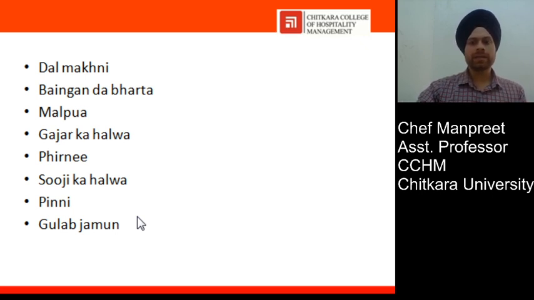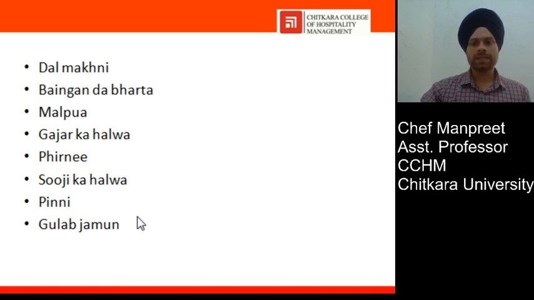And bengan ka bharta, yes, bengan should be cooked inside the tandoor or on a bhatti so that it will provide a smoky or charcoaly flavor to the dish, and it should be tempered with some peas and other masala. Malpue is a sweet dish prepared with a refined flour batter, which is then fried in hot oil, immersed in sugar syrup, and served along with rabdi.